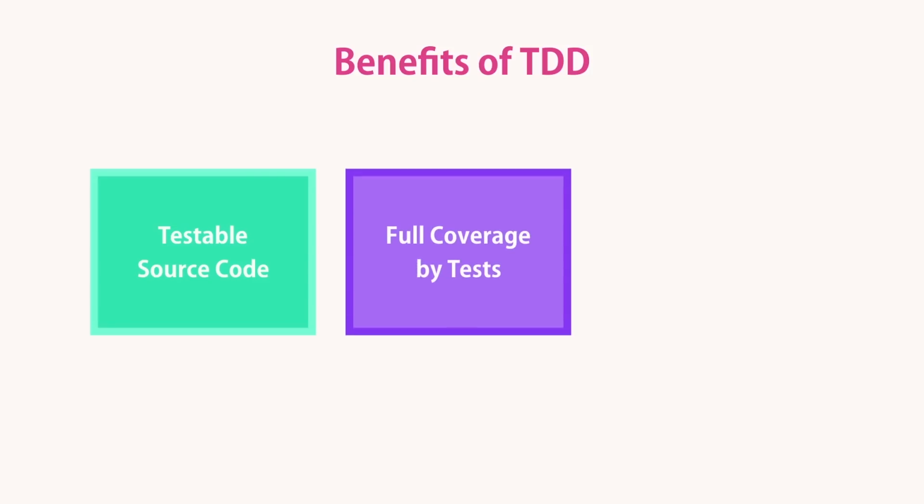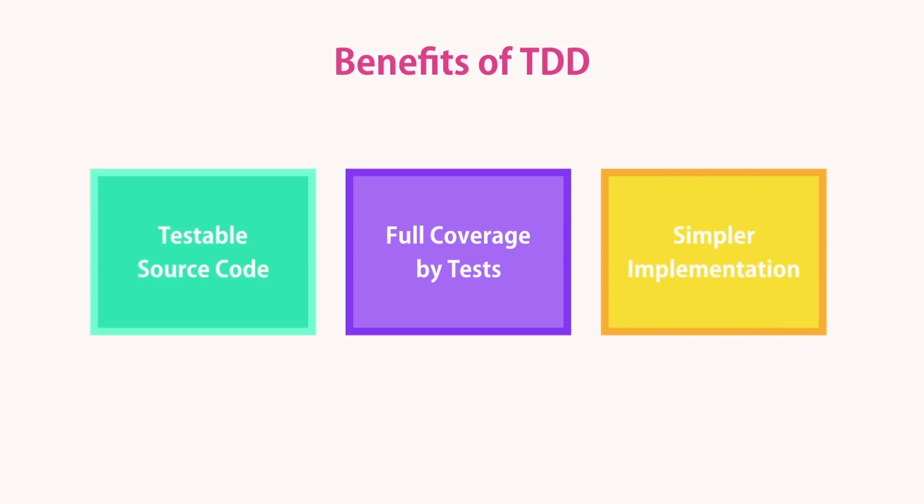Second is that every line of your production code is fully covered by tests, which means you can refactor and deploy with confidence. And third is that it often results in a simpler implementation. When you start with a big class diagram, chances are you're over-engineering and making the solution more complex. If you write enough code to make all the tests pass and that solution works, there is no reason to write more code. The fact that all your tests pass means you have fulfilled all the business requirements. So, unless there is a new requirement, you don't need to write more code.